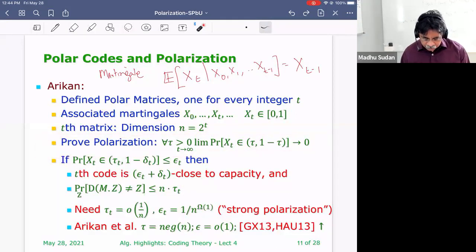In the rest of the talk, what I'll try to explain to you is, where does this theorem come from? How does this matrix, this very neat Z transform iterated in the butterfly, lead to this kind of a question? And how do you prove theorems like this once you have martingales in hand? When you put the two together, you get this wonderful result of Arikan plus Guruswami et al. and Hassani et al.